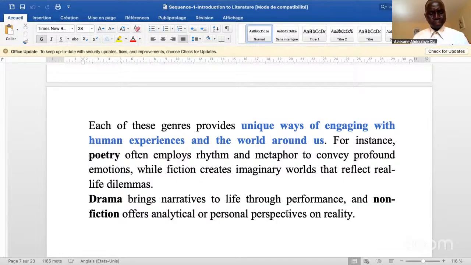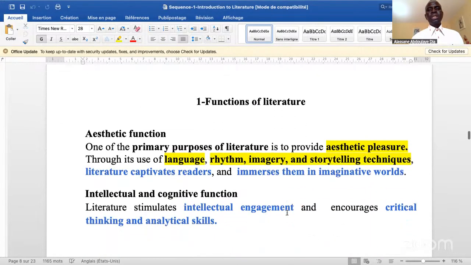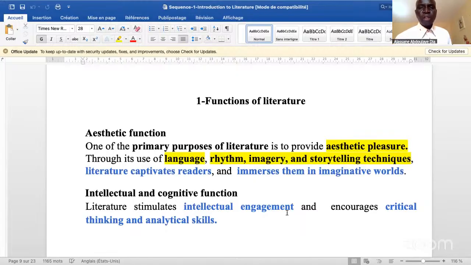Aimé Césaire, in Negro African literature, wrote about colonialism. He wrote Discours sur le colonialisme. Aimé Césaire was giving his philosophical reflection on what colonialism means to colonized communities. It's a very important class. Now, when we talk about the functions of literature, all right, I have not seen any questions, but you can continue.